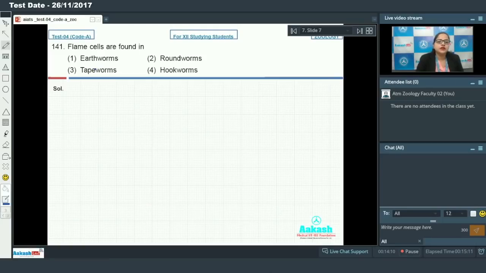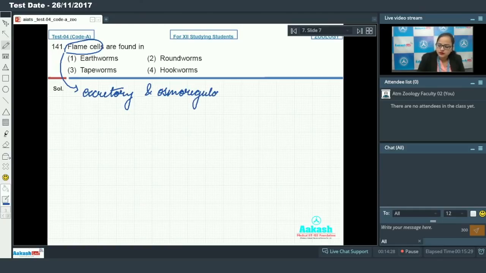That is question 141, which says flame cells are found in. Flame cells are excretory as well as osmoregulatory structures of members of phylum Platyhelminthes, also known as flatworms.